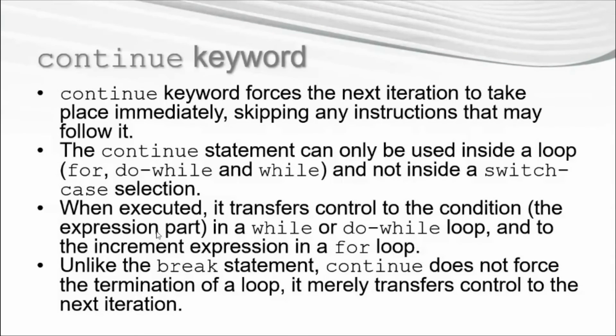So in the case of a while loop and a do while loop, if a continue statement is encountered, the control is transferred to the expression part or the condition part. But in the case of a for loop, it is transferred to the increment expression part. Unlike the break statement, continue does not force the termination of a loop. It merely transfers control to the next iteration.